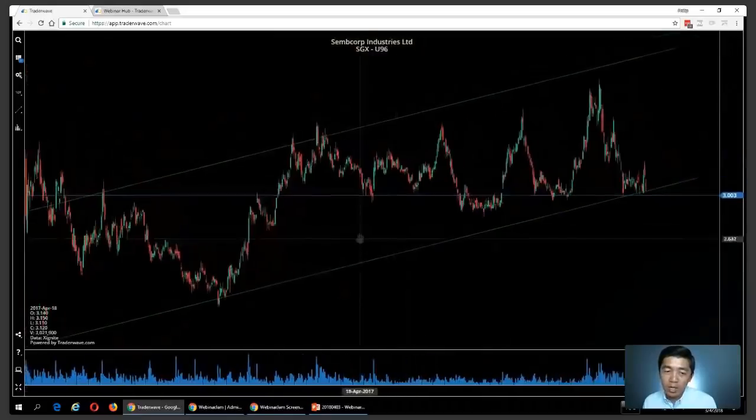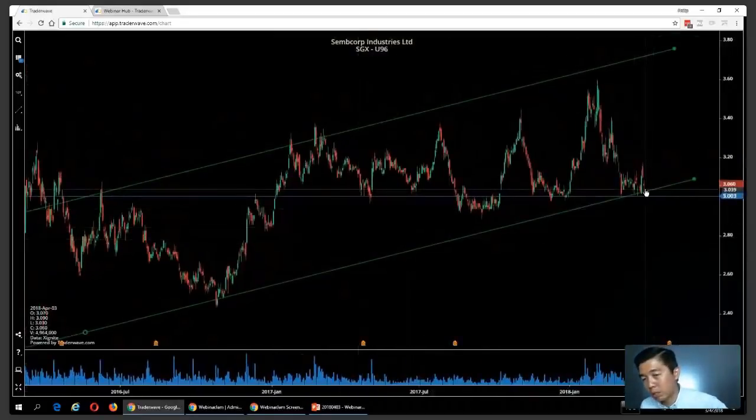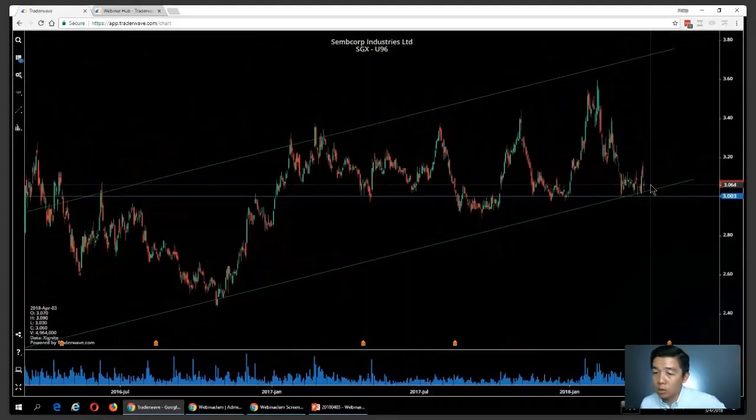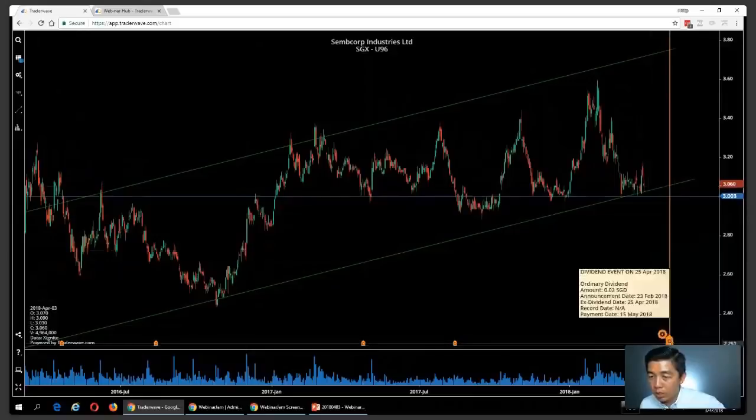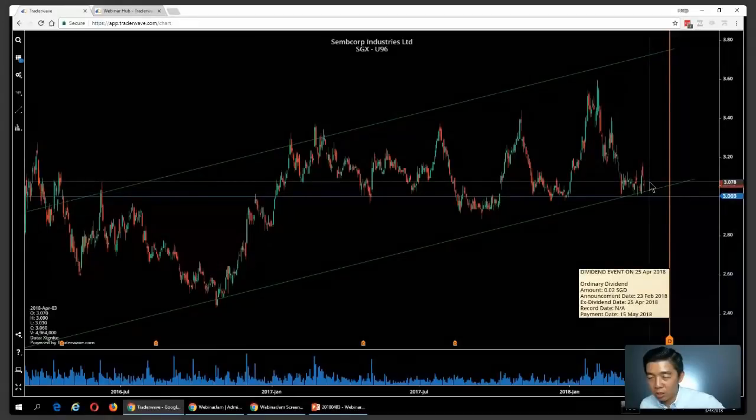Now, let's say we decided that this is a pullback trade we want to get into. The next step, obviously, is to check whether there's a corporate action coming up. As you can see over here, ex-dividend is going to happen on the 25th of April. That's still another 25 days away. We are already preparing to get into this trade, so it's still quite far away. I don't think it will affect the outcome that much. So we don't have to worry about this dividend that's going to be paid out on the 25th of April.